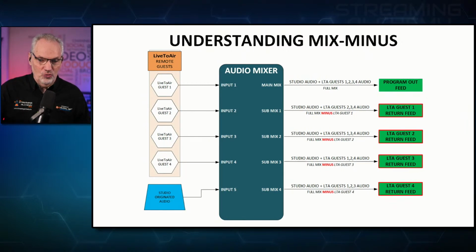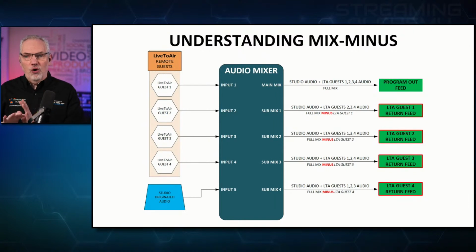So LiveToAir takes guest 1, LiveToAir mixes guest 2, 3, and 4 plus the studio return audio and sends that back to guest 1. So that's where that mix minus comes in. In this case, it's done like I diagrammed it as a full mixer, but in LiveToAir and other automated tools, the whole mix minus piece is done remotely. And you send what would effectively be a global mix minus, the studio audio minus all of the guest audio. And the system takes it from there.